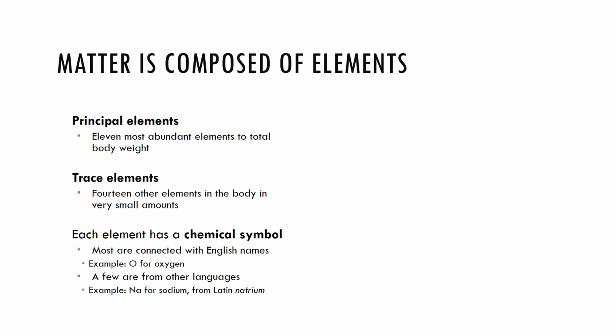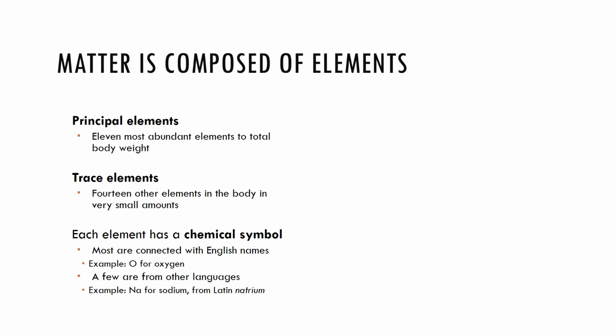Now, matter is composed of elements, and elements cannot be broken down by ordinary chemical means. Elements have unique physical properties and chemical properties. The physical properties of elements are those things that we can detect with our senses, and they're measurable. The chemical properties are how atoms interact or bond with one another.